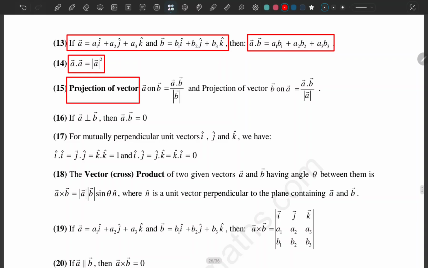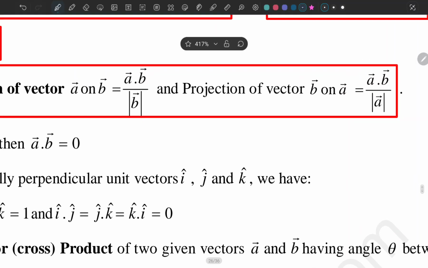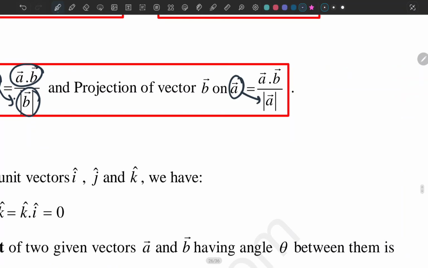Now projection, very important. The projection of vector a on b is a vector dot b vector over the magnitude of b vector, and the projection of vector b on a is a vector dot b vector over the magnitude of a vector. Well, if we are taking out the projection of a vector on, let's say, x, then the dot product of them with respect to the magnitude of that vector, okay, again with this, you can just relate it with that.